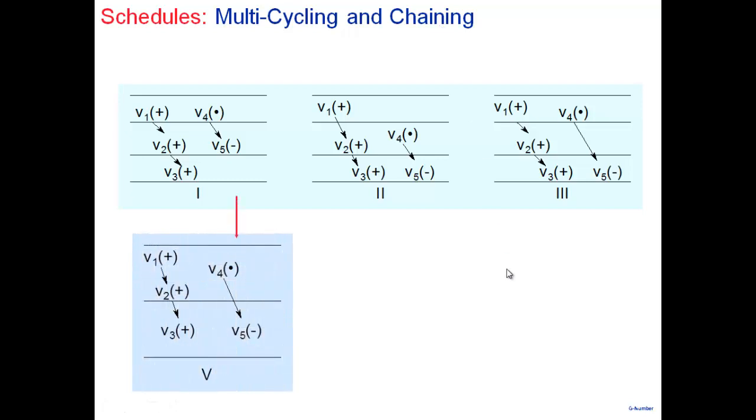Now, what do we mean by chaining? Chaining is that I do 2 operations in the same clock cycle. I chain 2 operations and do them in the same clock cycle. So for example, when we were looking at V1 and V2, I chain both of those operations and do them in the same clock cycle, and then I arrive at V3. So I've chained 2 operations. Can you see an advantage?